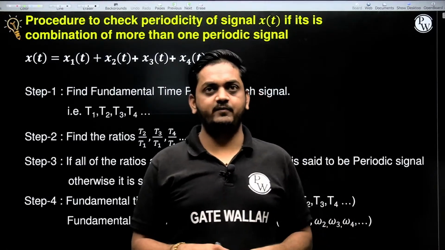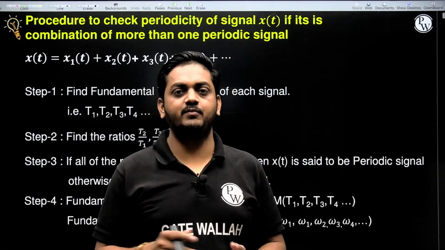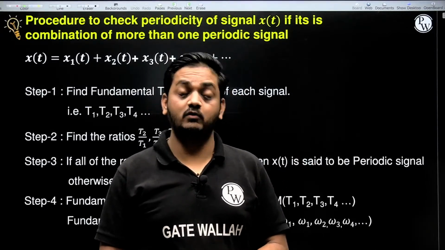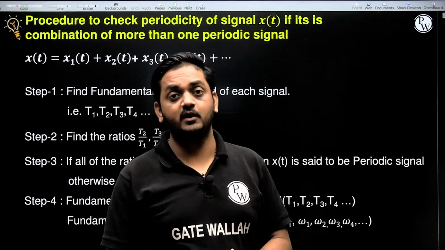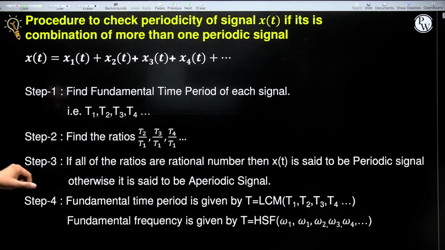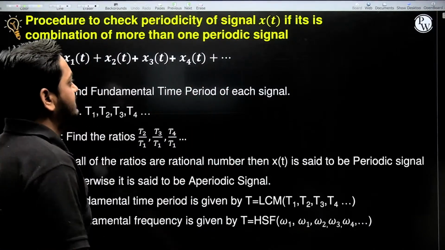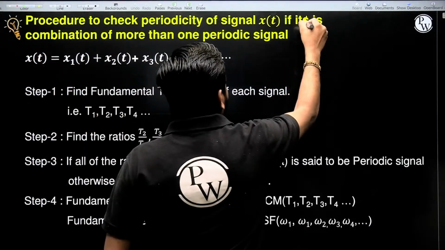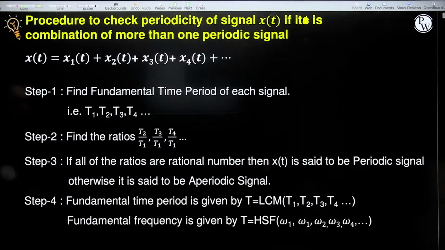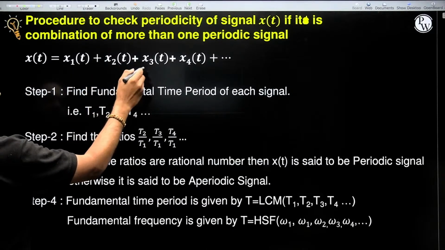So if x of t is a combination of more than one periodic signal, then the resultant signal will be always periodic, or it will be periodic under certain condition that we have to check. Here I am talking about the continuous time signal. Procedure to check periodicity of signal x of t if it is a combination of more than one periodic signal. Say for example, x of t is equal to x1 of t plus x2 of t, x3 of t, x4 of t and so on.